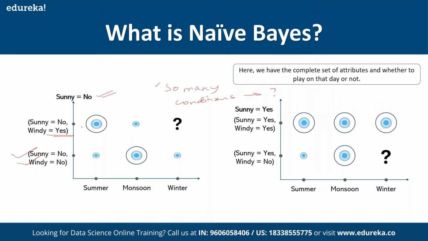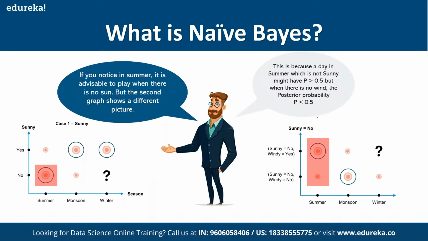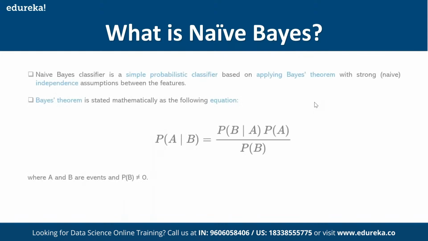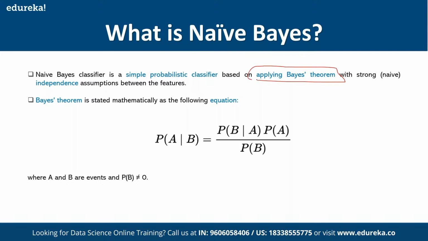the probabilities change. If you see here, if it is sunny, yes, and if it is windy, yes, then if it is summer, monsoon, or winter, all the time is an ideal condition to play football. If it is sunny, yes, and if it is windy, no, then monsoon is the best way to play football. So these are different conditions, and using naive Bayes, we are just putting some numbers onto it. Let us understand now how we quantify these numbers. For that we are using something called Bayes theorem.